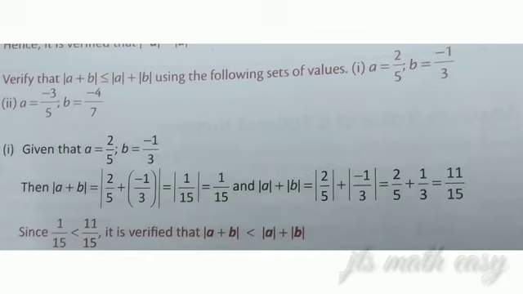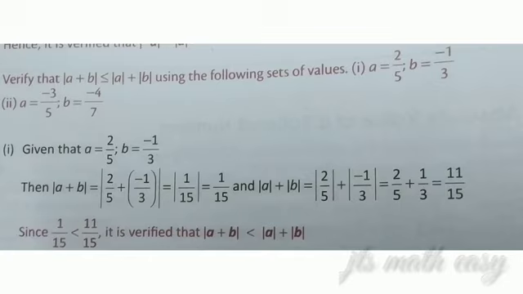So first, the modulus of 2 by 5 is 2 by 5, and the absolute value, the modulus of minus 1 by 3, is also 1 by 3. So both are positive. Do cross multiply and denominator multiply. 3 2s are 6 plus 1 into 5, 5, divided by 5 3s are 15. So the numerator is 6 plus 5, which is 11, divided by 15.